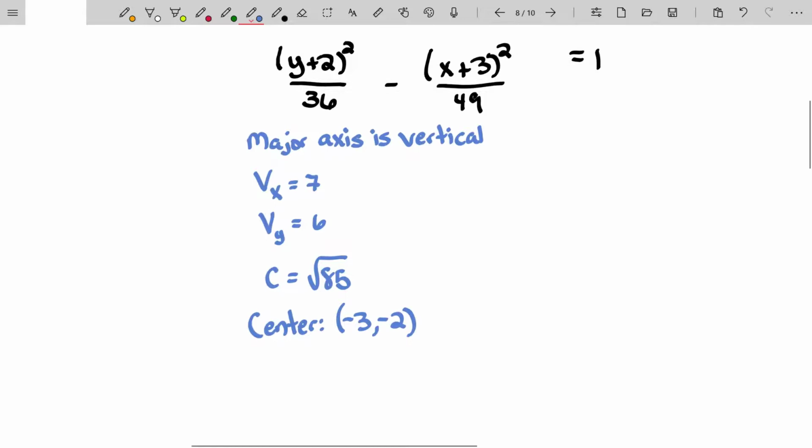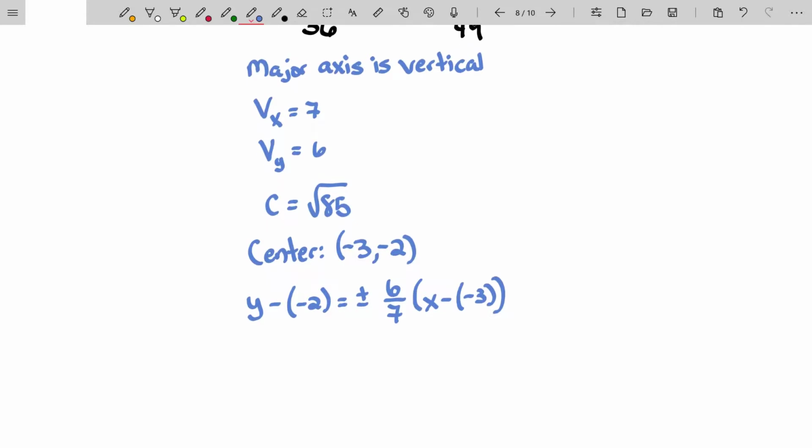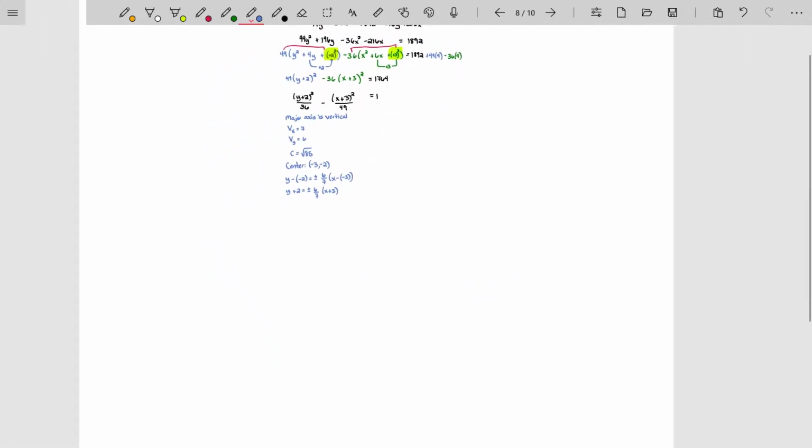The asymptotes: y minus the y value for the center is equal to plus or minus v sub y over v sub x, so 6/7, x minus the x value for the center. That would be, really, it doesn't matter, I'll just leave it like this. y plus 2 is equal to plus or minus 6/7, x plus 3. Okay. Now we're ready to actually graph.